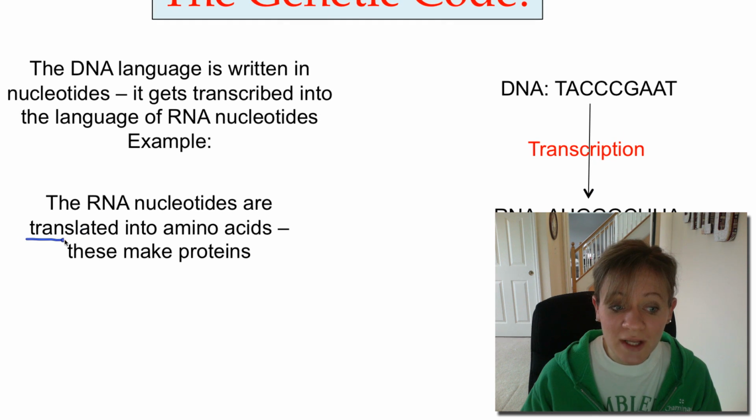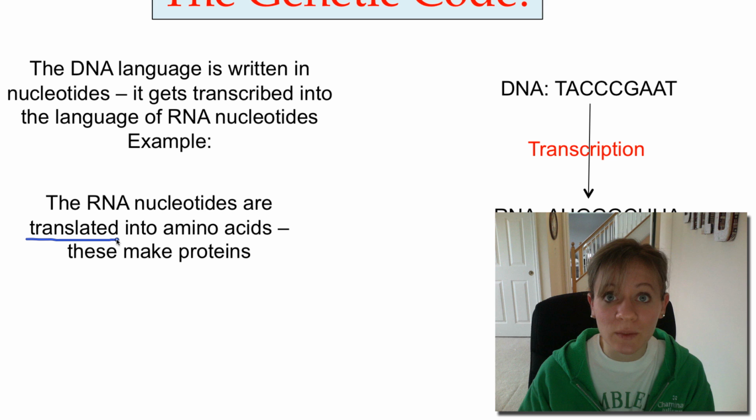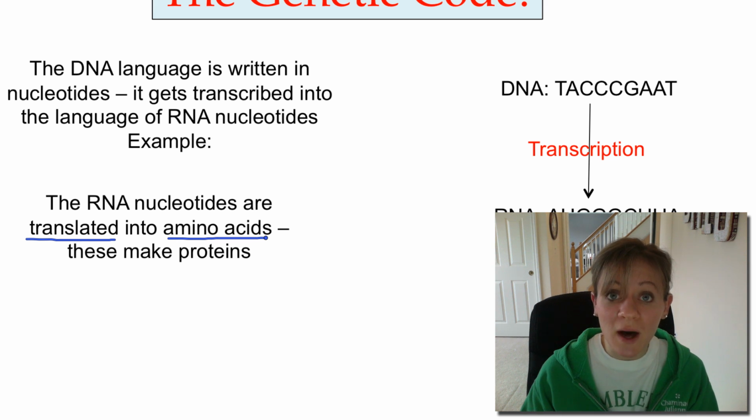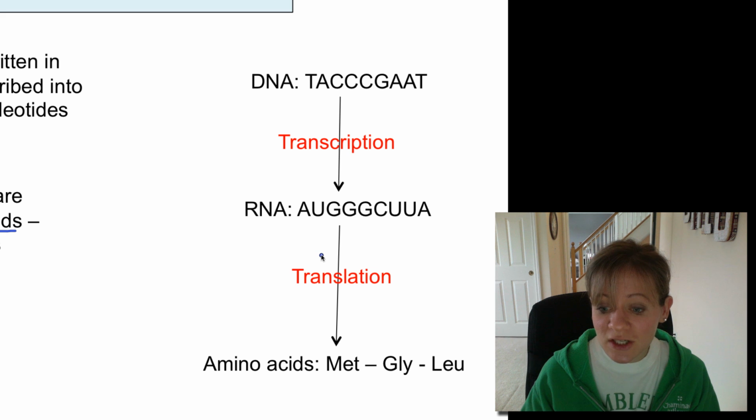Now, when you hear the word translate, you should be thinking about a new language. You translate from Spanish to French. It's a new language. The new language we're talking about is the language of amino acids. Remember, amino acids are the monomers that make proteins. So that is translation, and the amino acids that would come from this are methionine, glycine, and leucine.